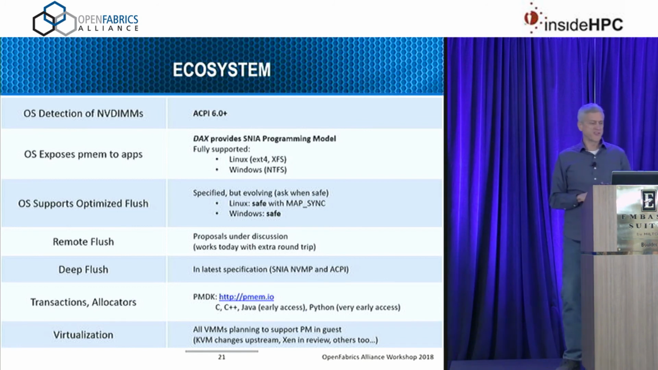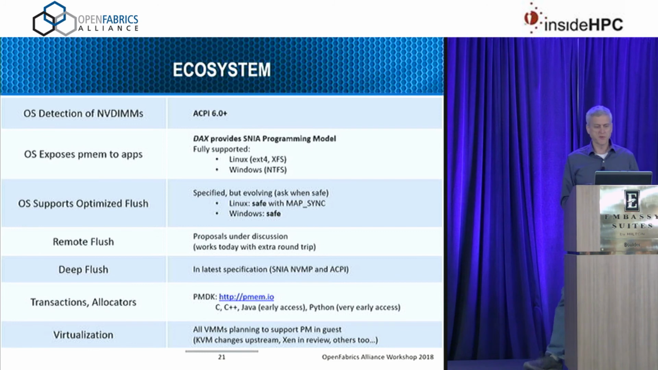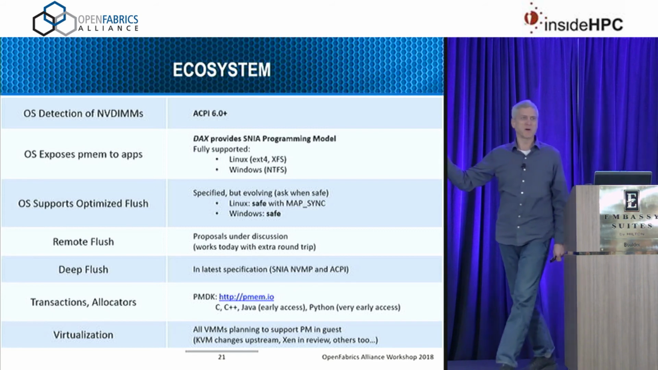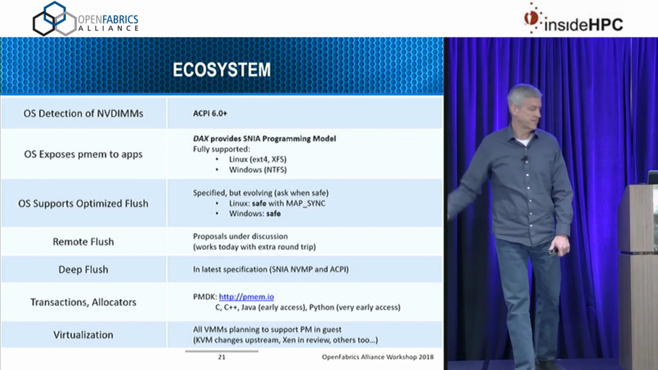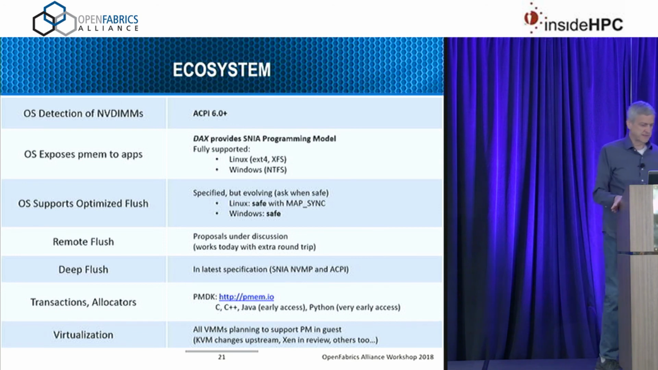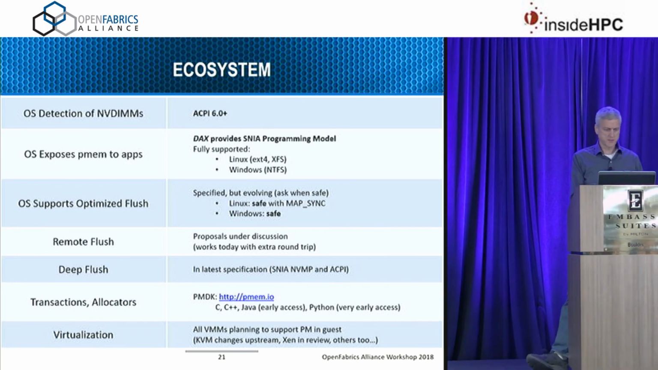So what about transactions and allocators? Well, I mentioned that it'd be nice to have some libraries. We put together some. They're called the Persistent Memory Developer Kit, PMDK. And the PMDK is at that URL. It's the coolest part of our entire project. pmem.io is the URL. And I'll talk about that more in a second.